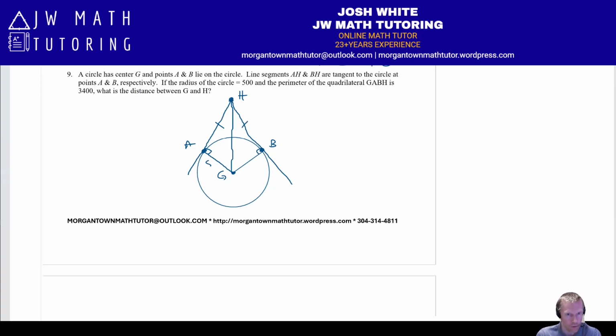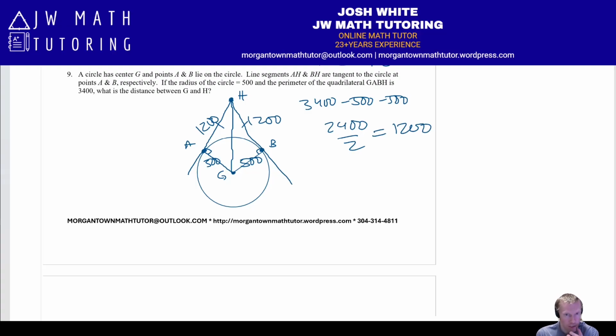All right, so we know the radius is 500, so we can fill this in 500, 500. Now what you do is you subtract that away, so 3400 minus 500 minus 500. That leaves you with 2400. Of course, you can do this in Desmos. That's for the two remaining sides, HA and HB. They're going to be equal or congruent, so you divide them in half. So that means you get 1200 and 1200.